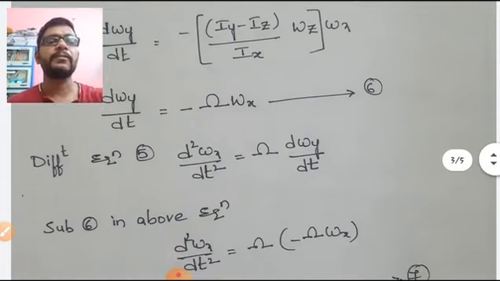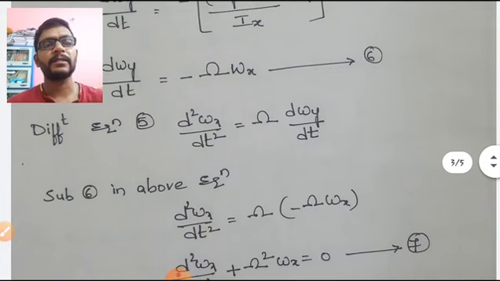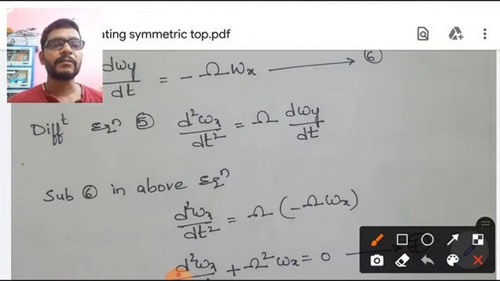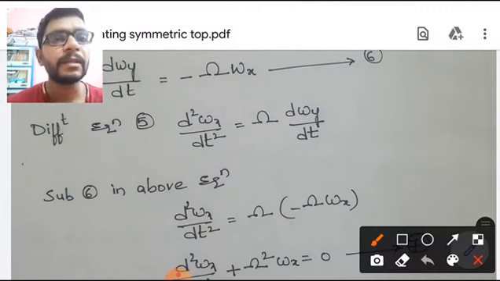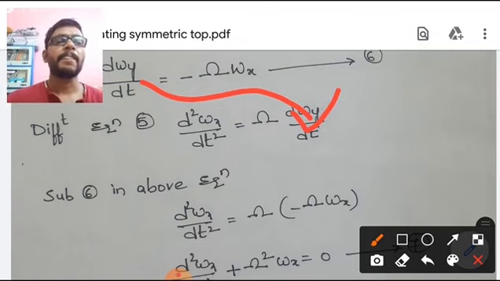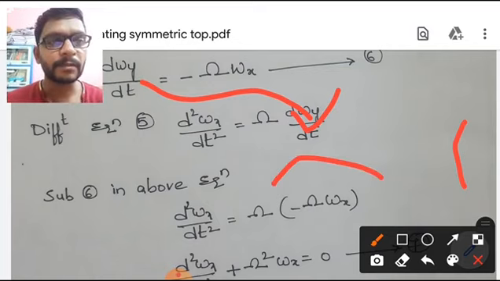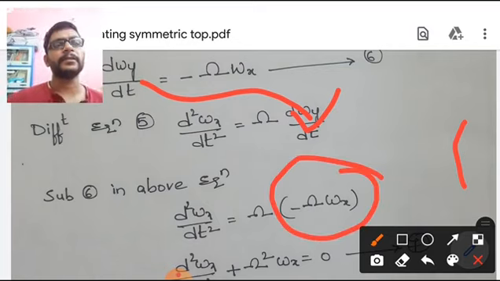If we substitute that value, we get d square omega x, here we'll get d square. This term I am substituting here, I am substituting there. If you substitute here, we'll write this term, this equation.